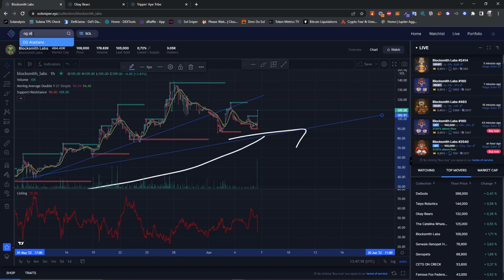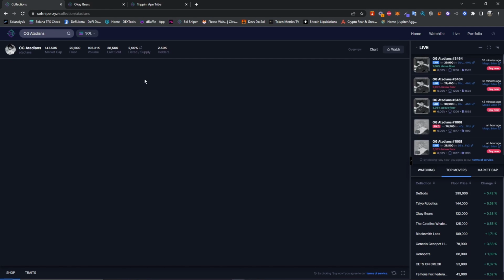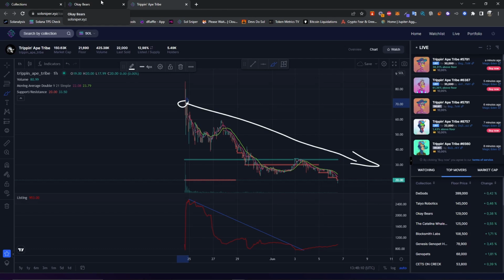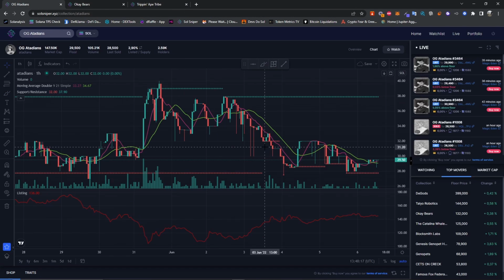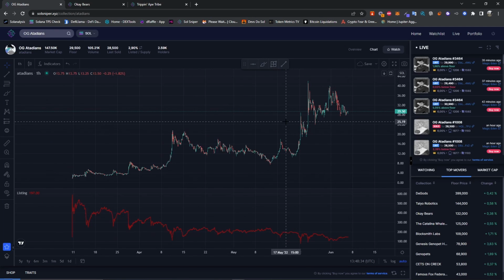Just another quick one I really like, and these are two utility projects which you should keep a good eye on. So don't just look at the art. Yes, art is important too, but utility, it's almost guaranteed. Well, I wouldn't say it's almost guaranteed, but let's just say I like utility projects more than anything else. And of course gaming projects, but with doxxed teams and really good vision and experience, and everything like that.